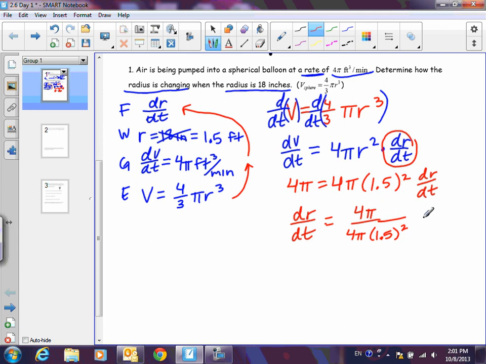Okay, the last thing you need to do is make sure you have the right units. This right here will tell you your units. What were my units for radius? Feet. It was originally inches, but we changed it to feet. And so feet per, what are my units of time? Minutes. This is a totally acceptable answer. You don't have to solve it out any more than this.